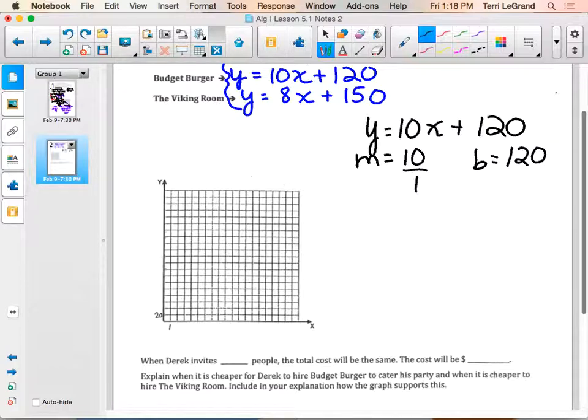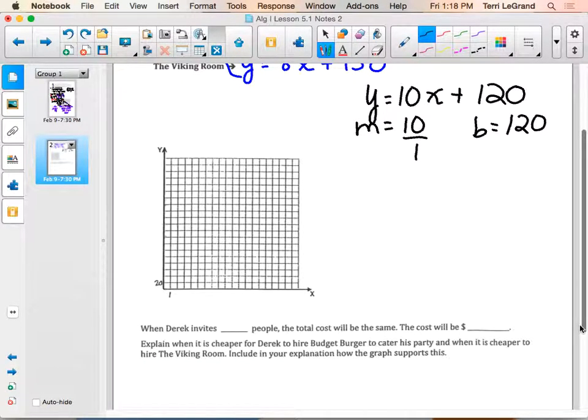So on that graph, what title are we going to put on the x-axis? Number of people. Okay. I'm going to put number of guests. That's what I call them, but you can say people. That's fine. And what's the x-axis going by? One guest at a time, right? Okay, so go ahead and get that one numbered out.